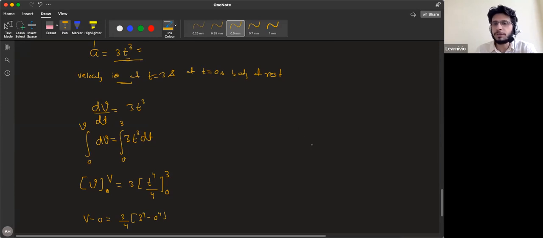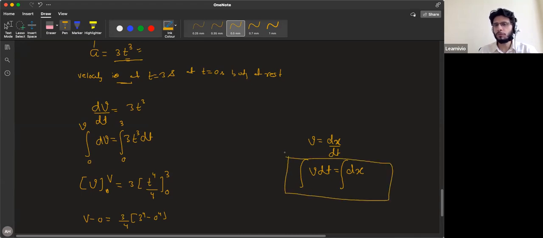Similarly, if velocity is given and you want to calculate displacement, then you have to use v is dx over dt. You can write this as v dt is equal to dx, and on integrating on both the sides, you will get displacement. So if you have something which is non-uniform, time-dependent velocity, time-dependent acceleration, or position-dependent velocity or position-dependent acceleration, to proceed, you will use calculus.